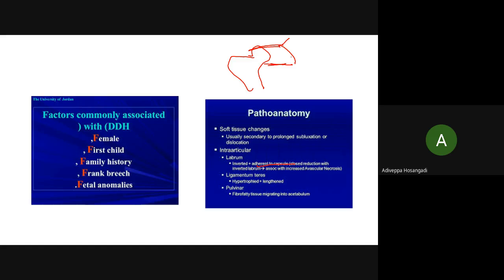Then there is the ligamentum teres, attached from the fovea of the head to the acetabular fossa. Because the head is dislocated, this becomes thick and hypertrophied. So there is a thickening of the capsule and a thickening of the ligamentum teres. Because the acetabulum is empty, it becomes filled with fibrofatty tissue.